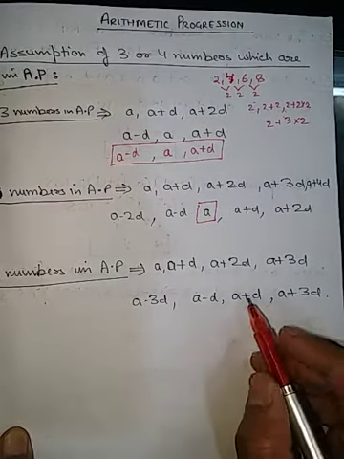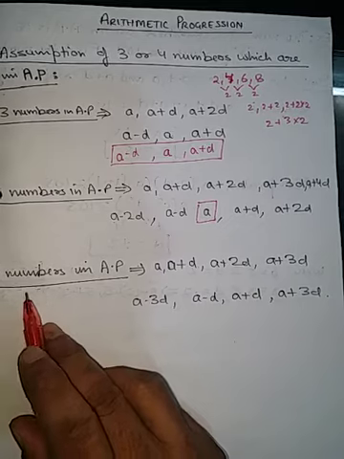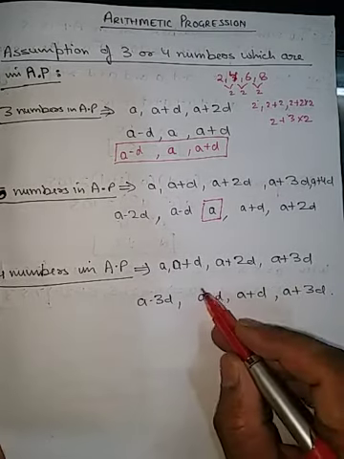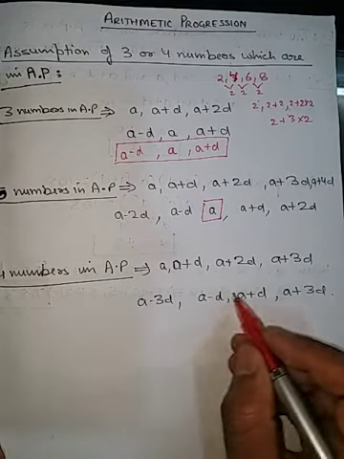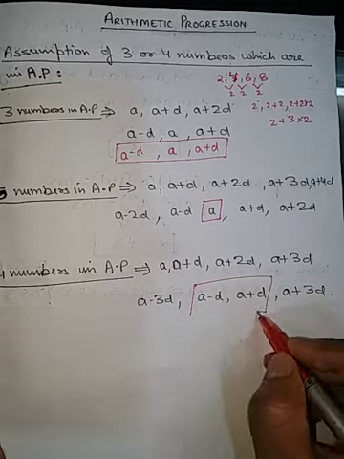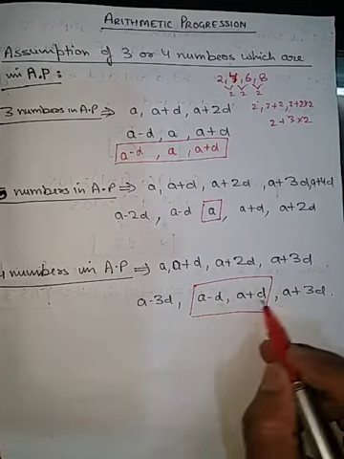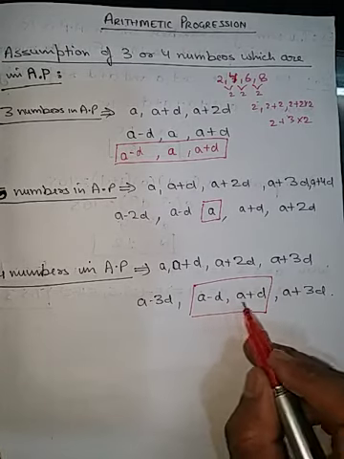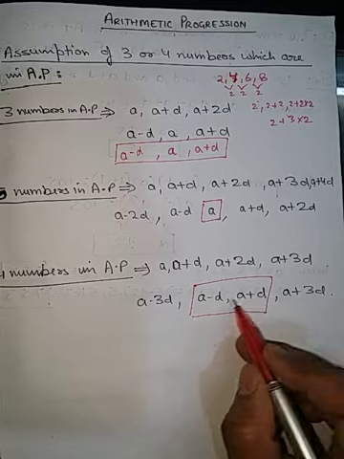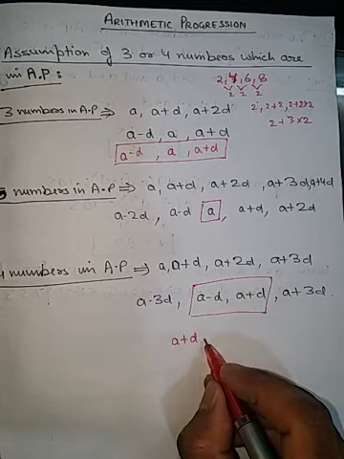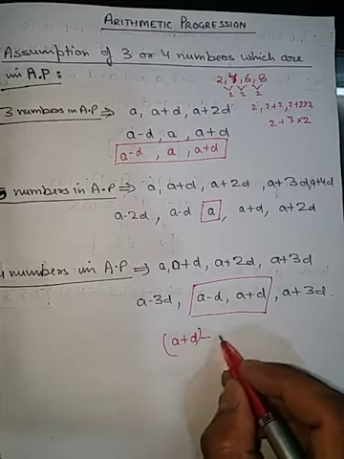So whenever an even number, 4 numbers or any even number is there, then we take the middle two numbers. Suppose these two numbers are there, we take these two as middle numbers. This will be A minus D, this will be A plus D. Now take out the common difference between them.